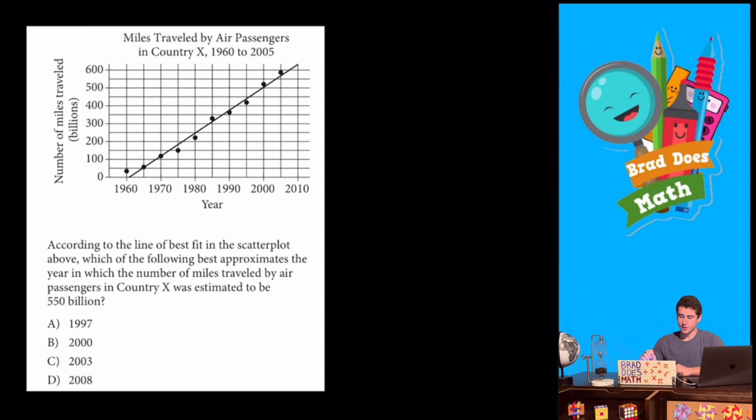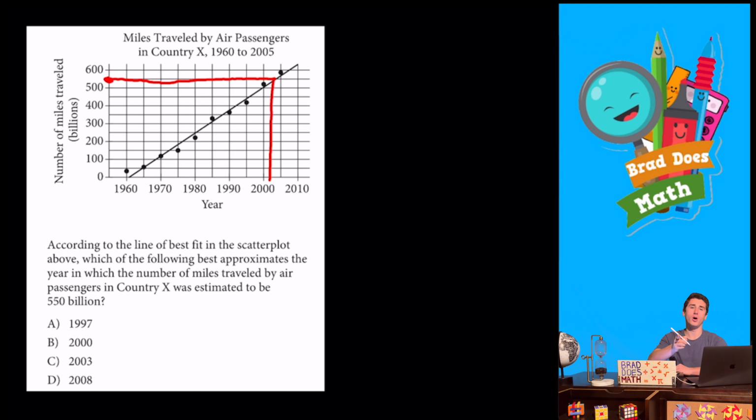Next question. They ask us to figure out in which year the number of miles traveled was 550 billion. So we can go up here where the number of miles traveled was 550 billion, and all you do is trace that over to your line and then trace it down to find the year.